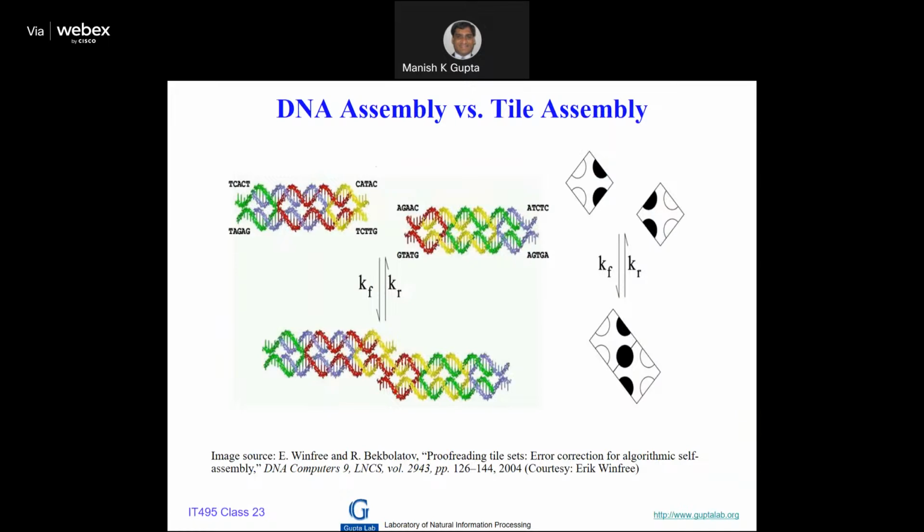Okay, so each tile, you can think of it as having hands. Each tile corresponds to something like this. Another tile will correspond to something like this with the A, C, G, T values changed. Now two tiles can come together if the corresponding hands are complementary. Okay, then they will join.